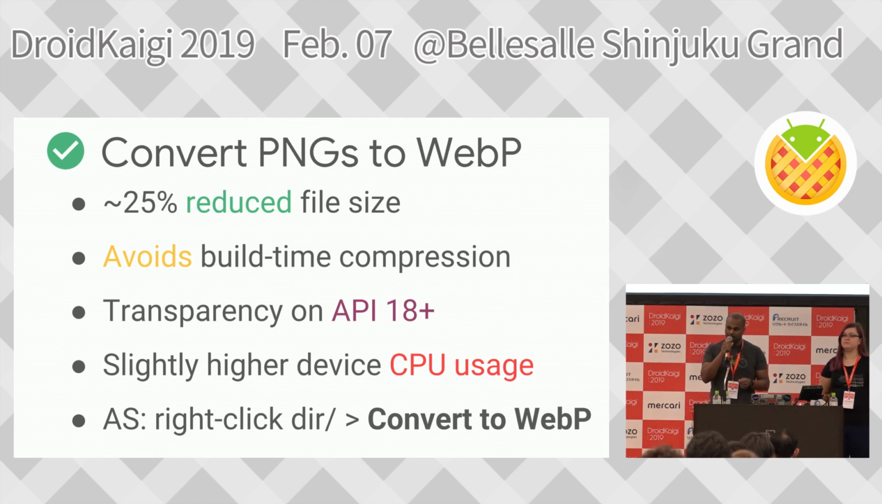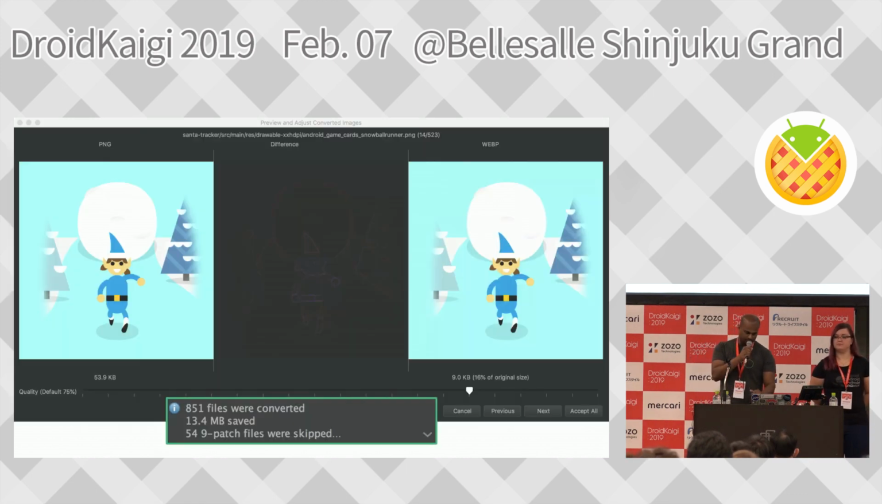One thing to keep in mind, though, is because it is a highly compressed file format, you will see slightly higher CPU usage during runtime. But when you do decide to convert your PNGs to WebP, Android Studio makes it super easy. You can batch convert. You just right-click on the directory and select the action convert to WebP, as you can see here. Android Studio actually shows you the before and after and a diff.